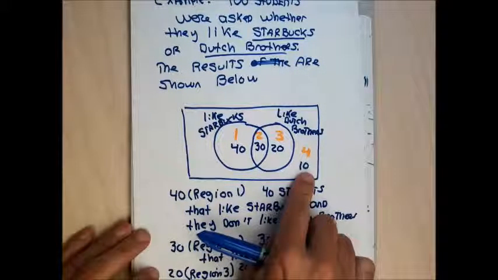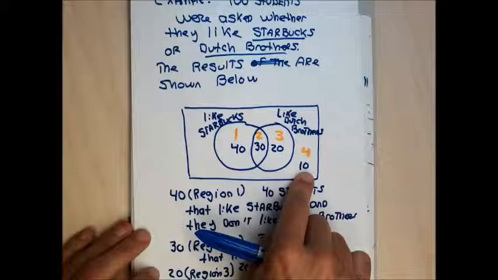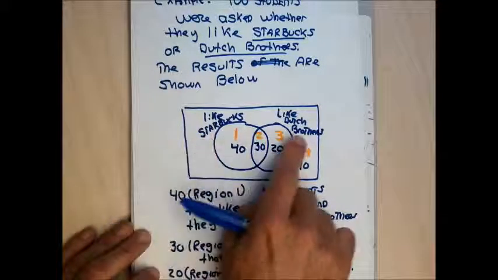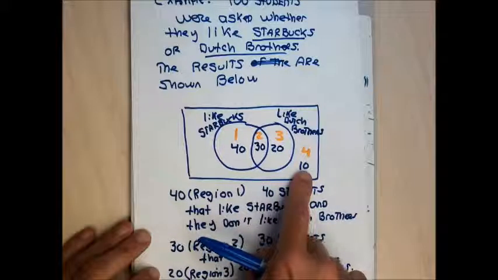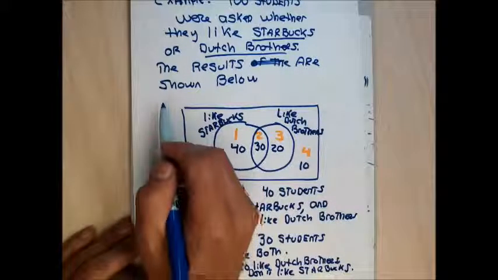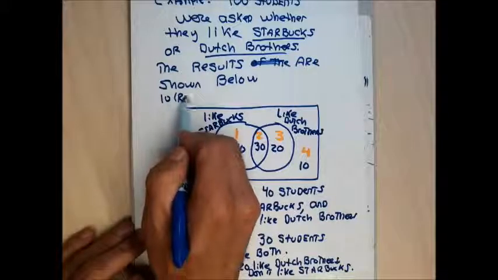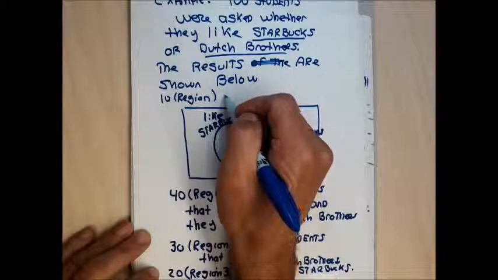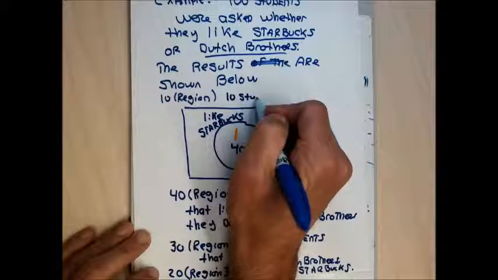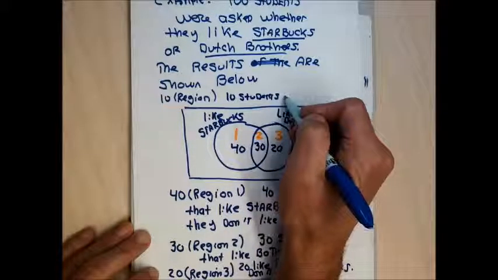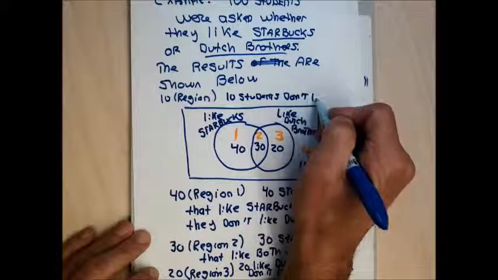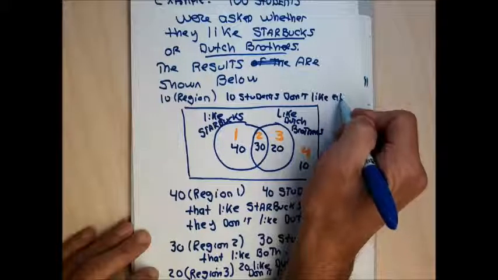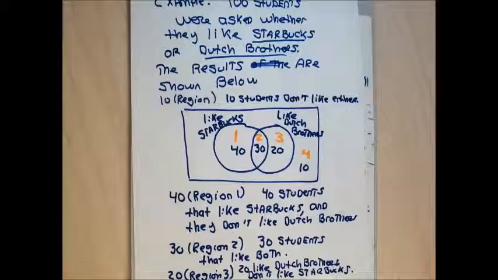And then lastly, I don't have much room for this, for region 4, because this is outside of the like Starbucks and outside of the like Dutch Brothers, those 10 students in region 4, so the 10 in region 4, are the 10 students that don't like either. So that's how I'd interpret the numbers in this Venn diagram.